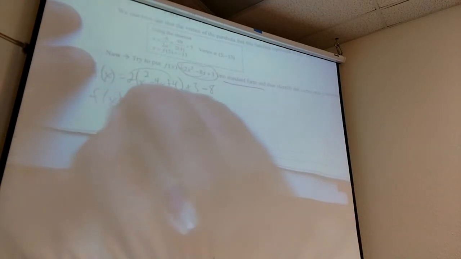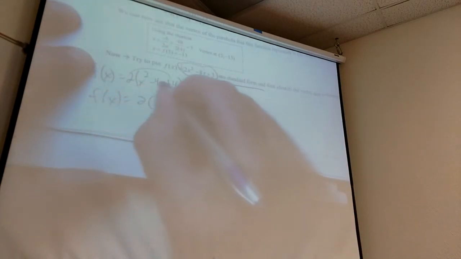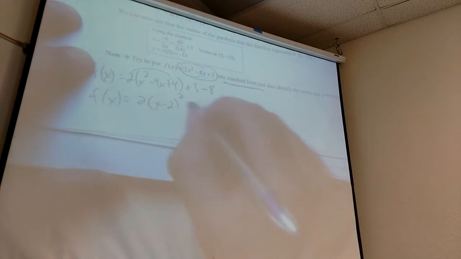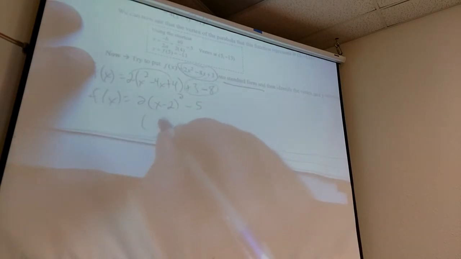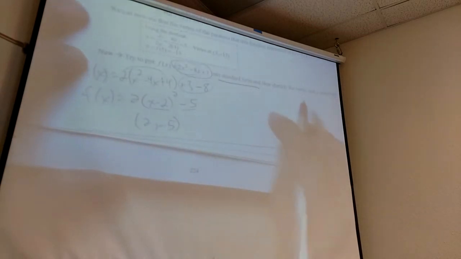And of course, this is going to factor like my first step. Half of -4 was -2. And outside I get -5. So what's the vertex? 2, -5. So I already know what to expect.